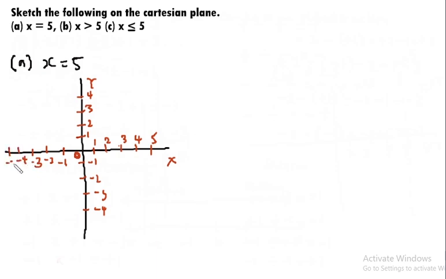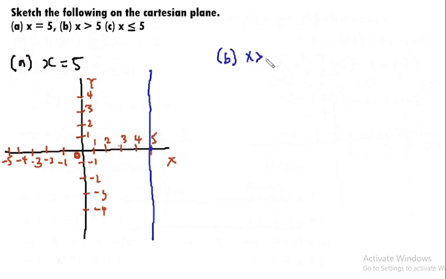-4, -5. To sketch x is equal to 5 on this plane, we look for the point where x equals 5. So this is the point where x equals 5. At this point, the values for all y's are the same. So we draw a straight line through point 5. So this is it. For the second example, where we are meant to sketch x is greater than 5.